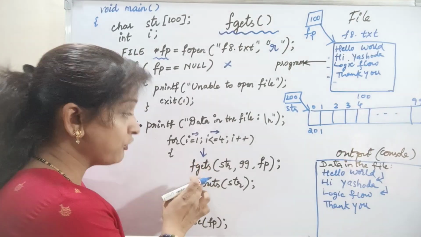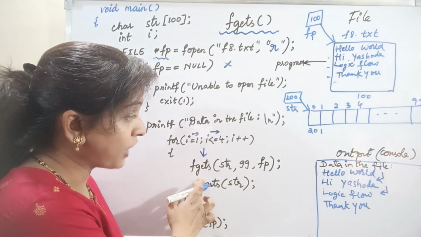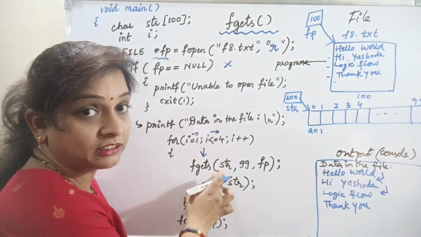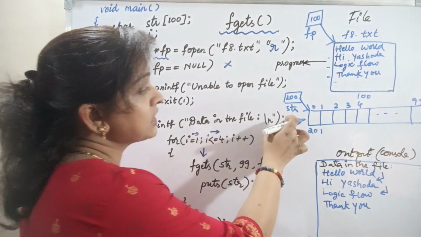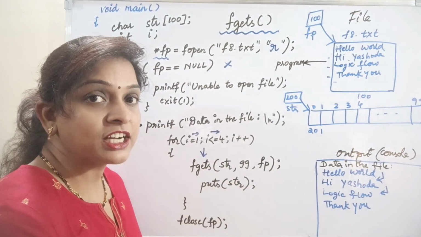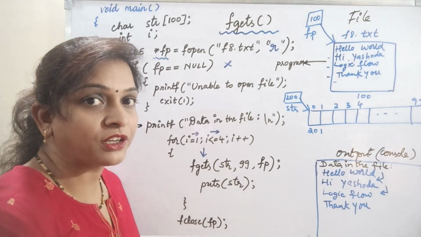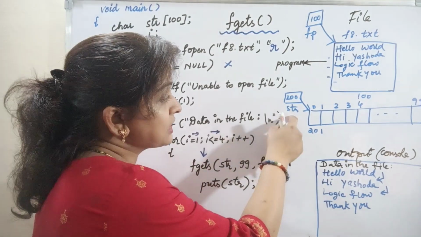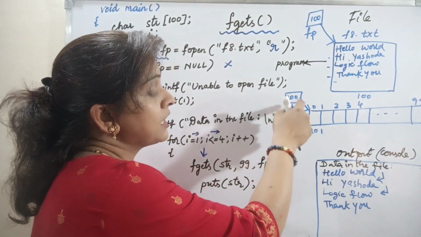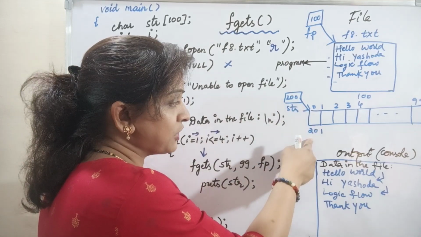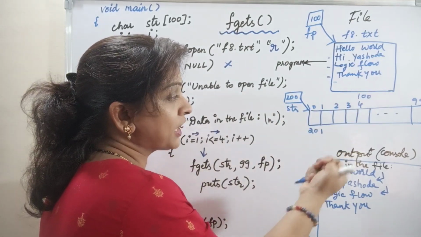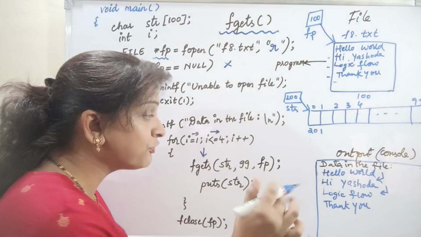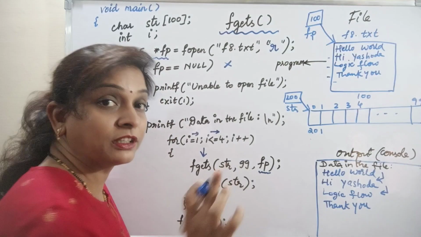I say fgets. Get the sequence of characters, maximum of 99, store it into the character array str. So str is a constant pointer, an implicit pointer. The array name will give you the base address. So str is like a constant pointer pointing to the base address. I need to get the sequence of characters and start storing here from this base address, from the file pointed to by the file pointer fp.